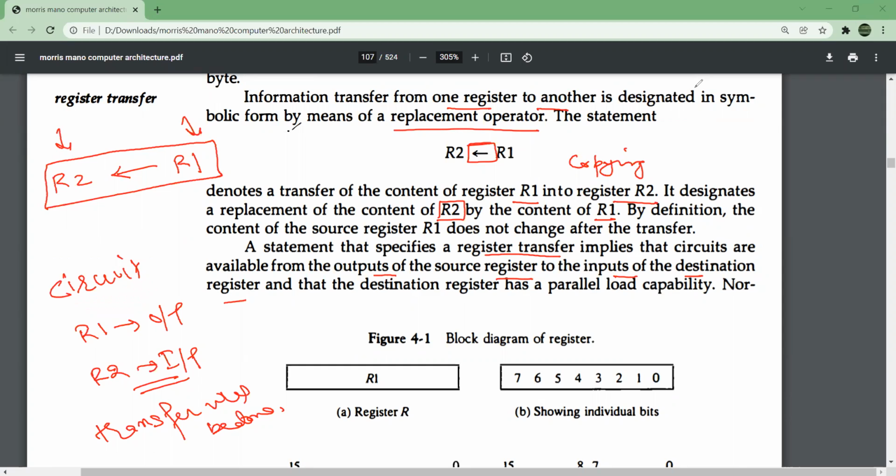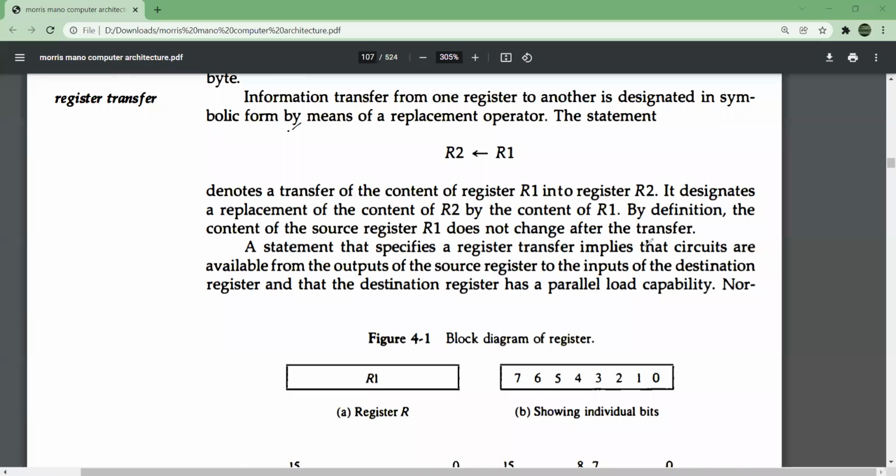Right. So now let us see how we can show this in pictorial form. If I draw a box like this, as you can see the rectangle here, and write R1 inside it, then this is simply designating the register R1. And where I want to show its individual bits, I can show them inside the box like this, starting from 0 up to 7, which means that the size of this register is 8 bits long.